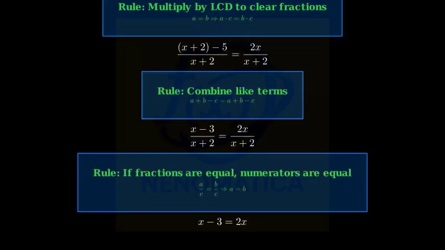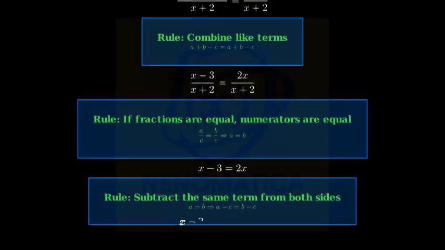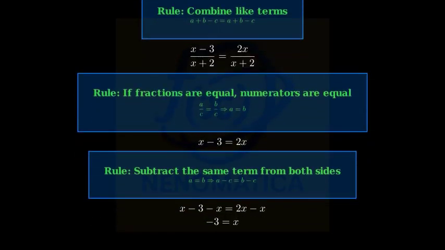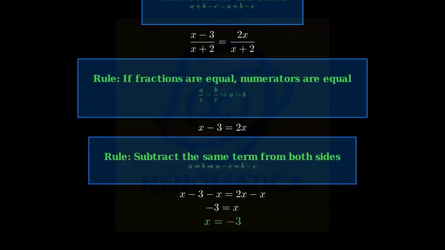Now, we'll solve for x by subtracting x from both sides. This gives us negative 3 equals x. Therefore, our solution is x equals negative 3. Let's move to our second example.